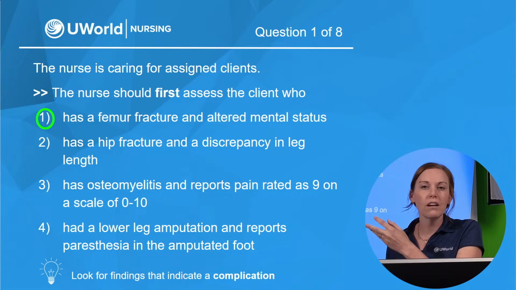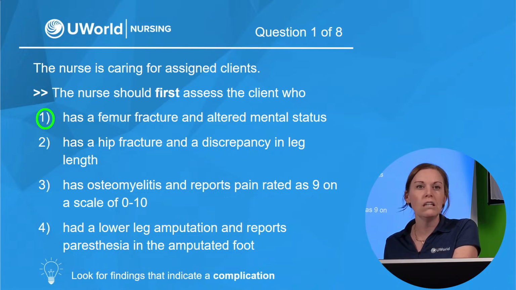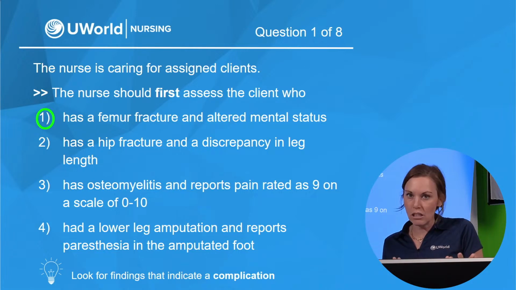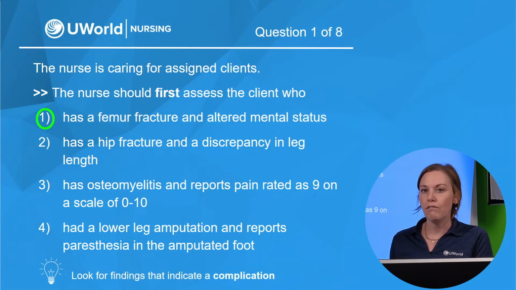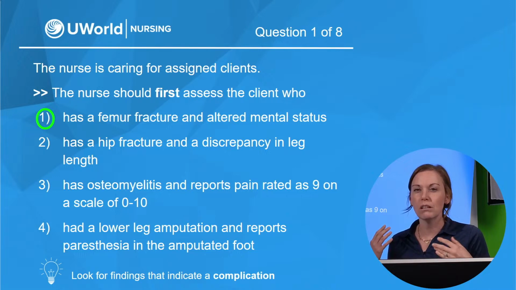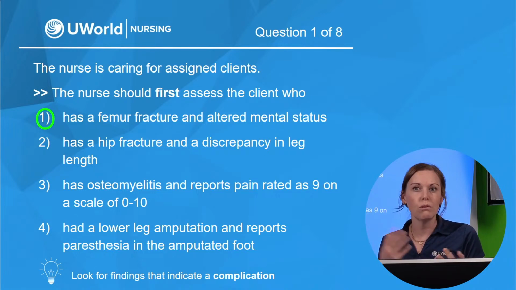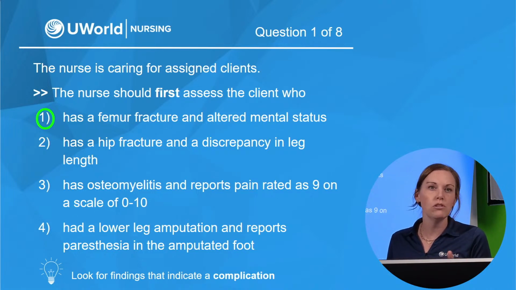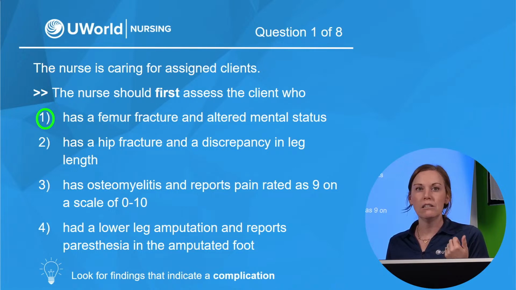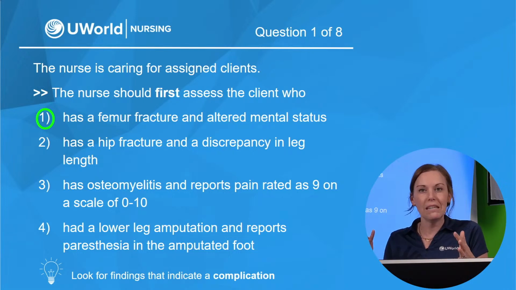One of our other ways we can approach this question is seeing that we have a situation in each of these option choices and a finding. So we're looking for which one's really a complication. A complication of a femur fracture is a fat embolism, and that's what we're seeing with altered mental status. But option 2, a hip fracture and discrepancy in leg length, we're going to expect that. That's what's going to happen when we break our hip, or that bone is going to be dislodged and one leg is going to be shorter than the other.